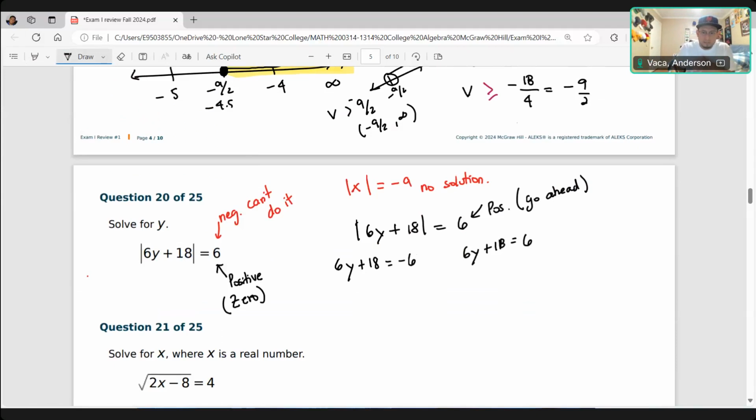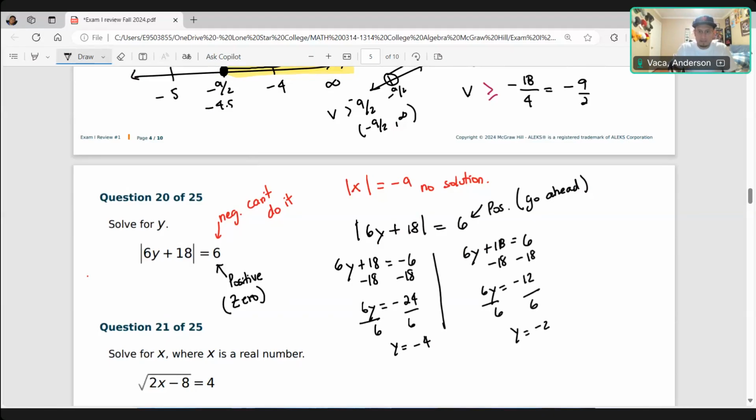Once again, you need to solve two equations. Get rid of the absolute value things and solve it when this is negative. Get rid of the things and solve it when this is positive. -18, -18, 6y is equal to -24. Dividing by 6, y is equal to -4. Okay, -18, -18, 6y is equal to -12. Divide by 6, y is equal to -2.